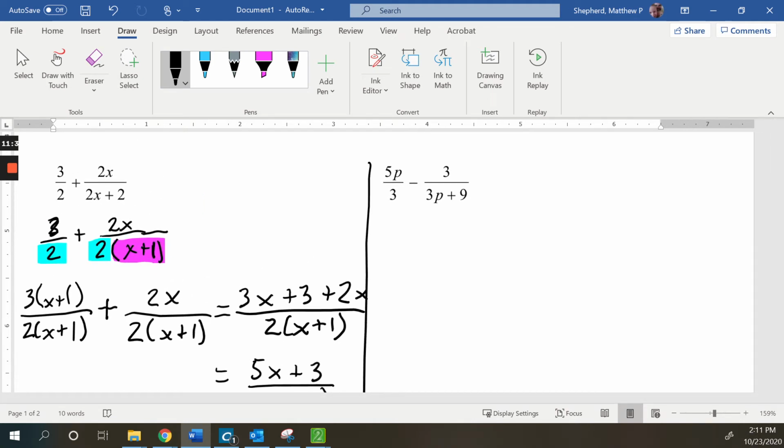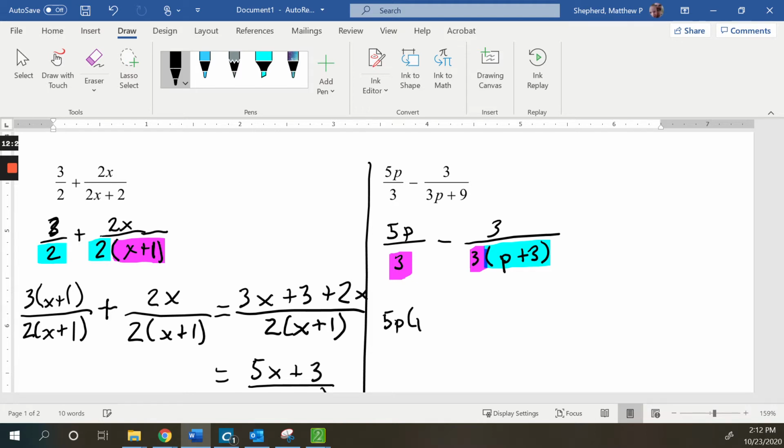Okay, so now once again, same kind of thing. My 5p over 3. Nothing much to simplify there. Nothing much to simplify with that. A 3p plus 9, I can factor that and change it into 3 times p plus 3. And now I notice this denominator has a 3. That denominator has a 3. However, this denominator also has a p plus 3, so I'm going to multiply everything in my first fraction by a p plus 3, the numerator and denominator.